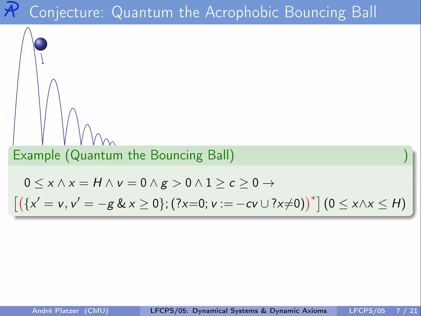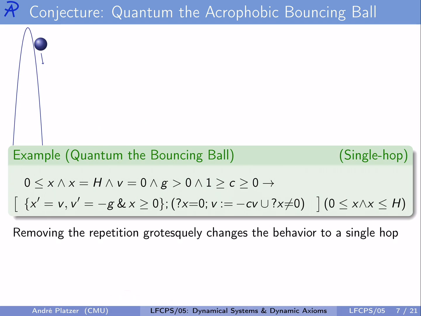To have a concrete question in mind, let's remind ourselves about Quantum, the acrophobic bouncing ball, which had the question whether under some initial conditions all behaviors of repetitions of the bouncing ball model are such that we're above ground and below initial height. Now, just to make our analysis easier, let's simply delete the repetition star like so, which of course grotesquely changes the behavior of the bouncing ball. All of a sudden it can only follow through a single bounce.